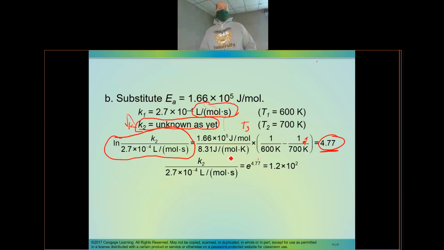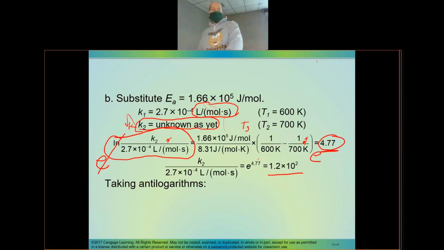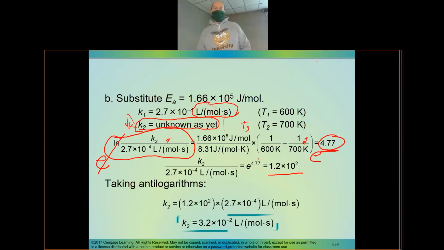Again, you have to know how to solve when you have an ln. ln is base e. So when we take the e to the x button on both sides, this side just gets rid of your ln, and you bring down your K2 divided by 2.7 times 10 to the minus 4. On the right, you have e to the 4.77. You push that on your calculator, and that gives you 1.2 times 10 to the second. Now we simply multiply both sides by the 2.7 times 10 to the minus 4, and we get our answer. And that is 3.2 times 10 to the minus 2.